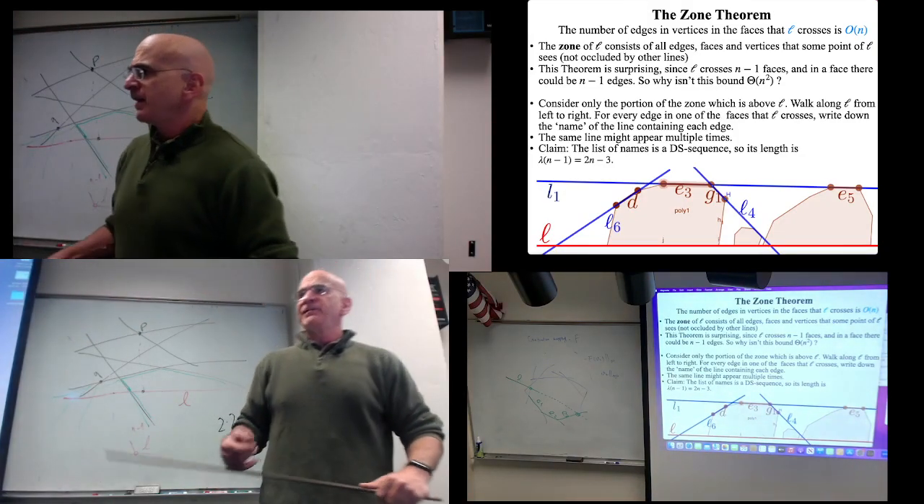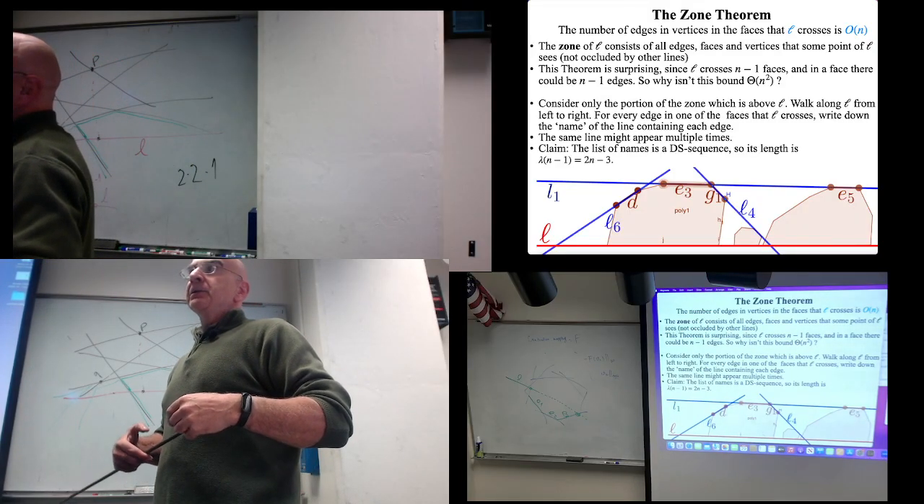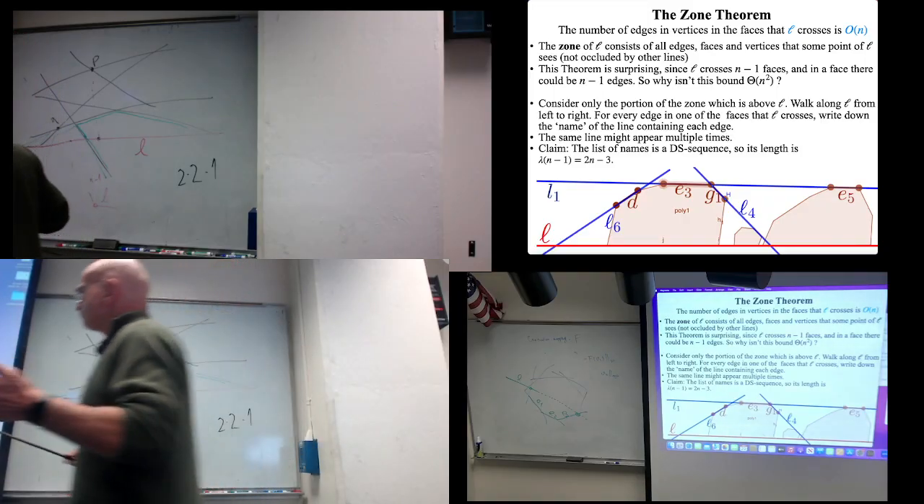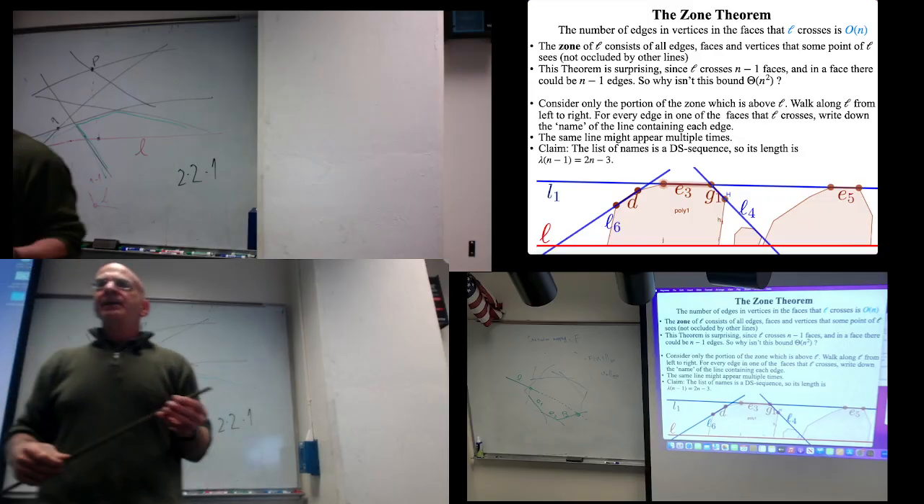OK, so our first attempt was to argue that one line only contributes one edge to the zone. But it's obviously false. Look at L1. L1 contributes one edge here to the zone and one edge here. I didn't draw the other lines, but remember, every such polygon is one of the faces that other lines are drawing. There are plenty of other lines that define all the edges.